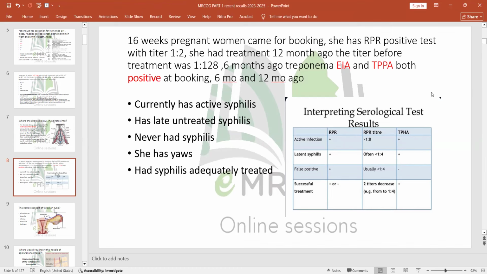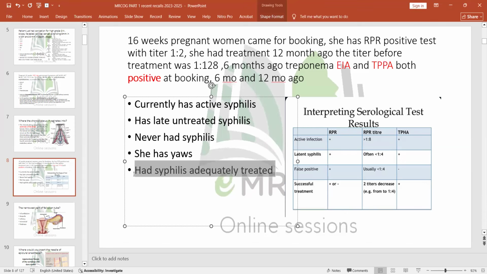When we are done. So I think, from my very humble point of view, that this is a treated one because the titer is getting down, right? So surely this is a treated one. I cannot say that this is a late untreated syphilis. I cannot say that this is active syphilis, because how come active syphilis? She got a treatment 12 months ago, from the history, guys.